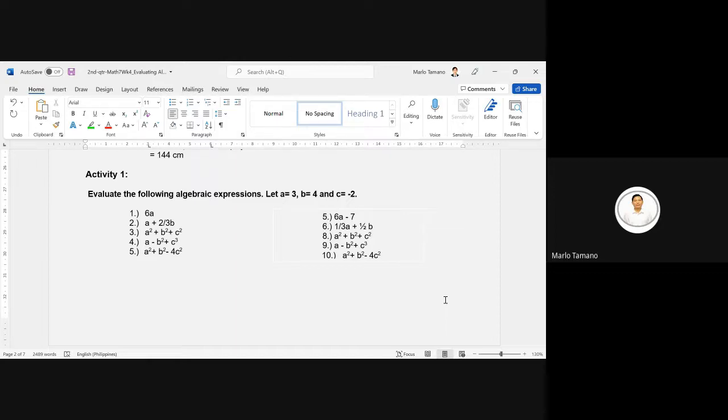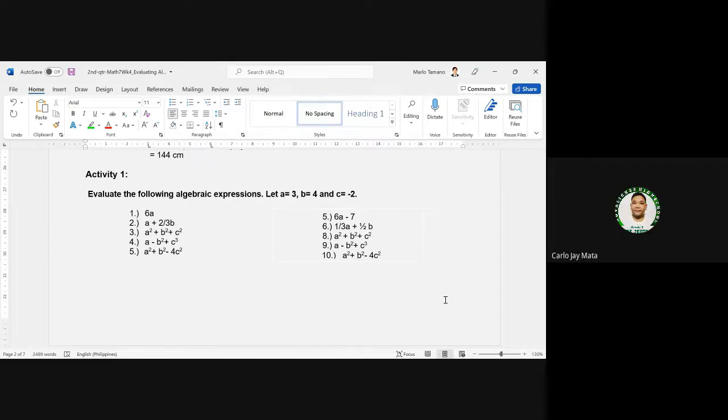3 squared. Yung A ninyo ay 3. So, 3 squared, that is 9. Plus, yung B ninyo ay 4. 4 squared is 16. Minus 4. Palitan nyo si C. Negative 2 squared is positive 4. So, 4 times 4, 16. O, 16. So, 9 plus 16 minus 16.